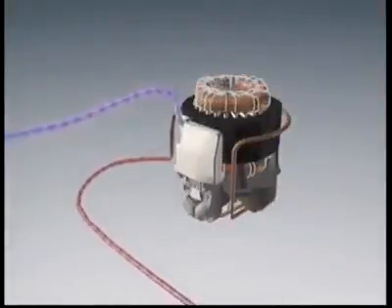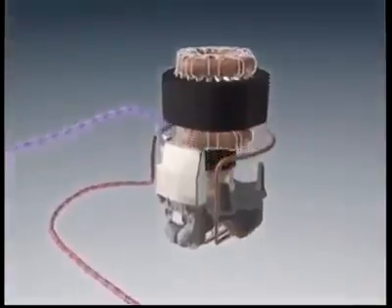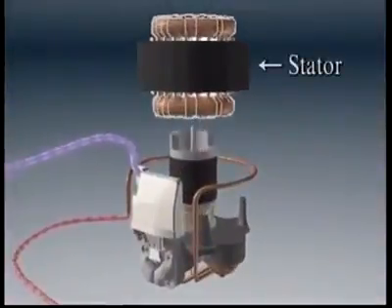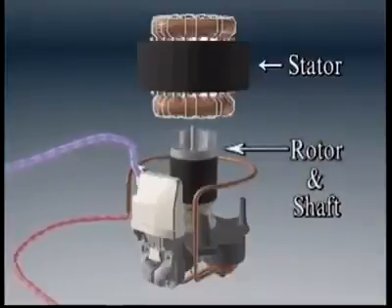The heart of the compressor is its electric motor, consisting of a stator, a rotor, and a shaft. The stator contains copper windings and applies a magnetic field to the rotor and shaft, causing them to turn at 3,400 RPMs. This is the electric motor.